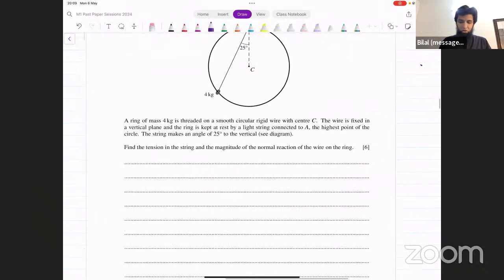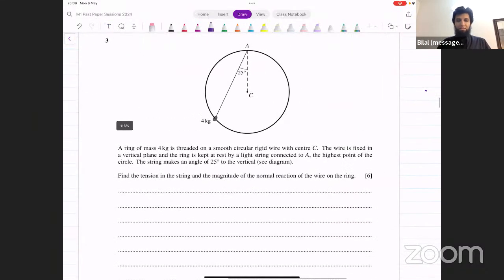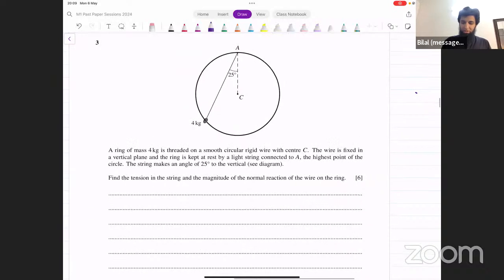All right. So we have this ring of mass 4 kilograms that is threaded on a smooth, circular, rigid wire with center C. The wire is fixed in a vertical plane, and the ring is kept at rest. At rest means it's in equilibrium. Okay. Mass of the ring is 4 kilograms. It's a smooth, circular, rigid wire. Center is at C.